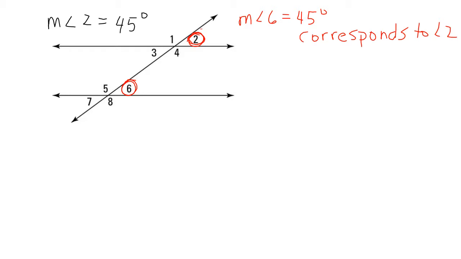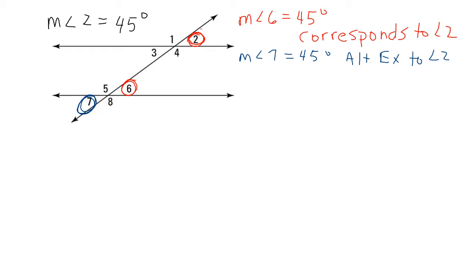So the next thing I'm going to apply is the alternate exterior angle theorem. I know 2 is 45. Well, guess what? So this 7, because it's alternate exterior to angle 2. So angle 7 is also 45 degrees, and that's because it's alternate exterior to angle 2.